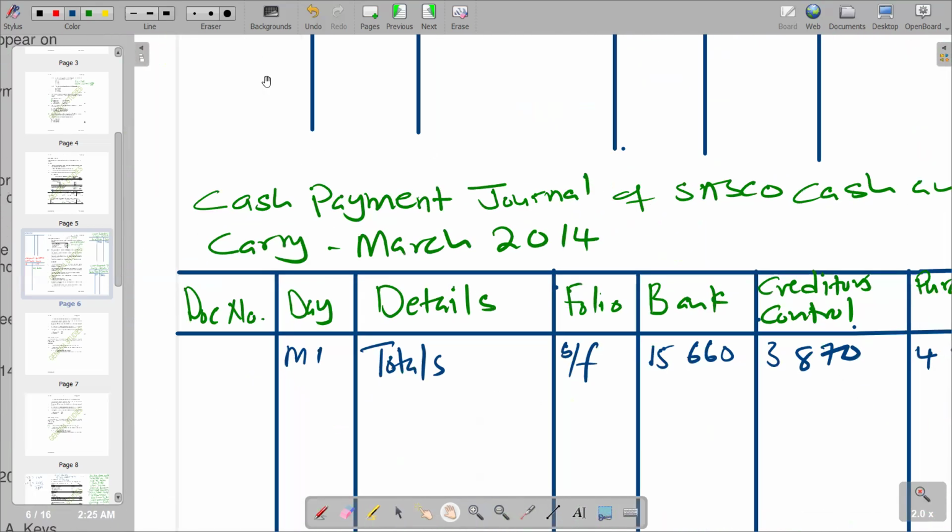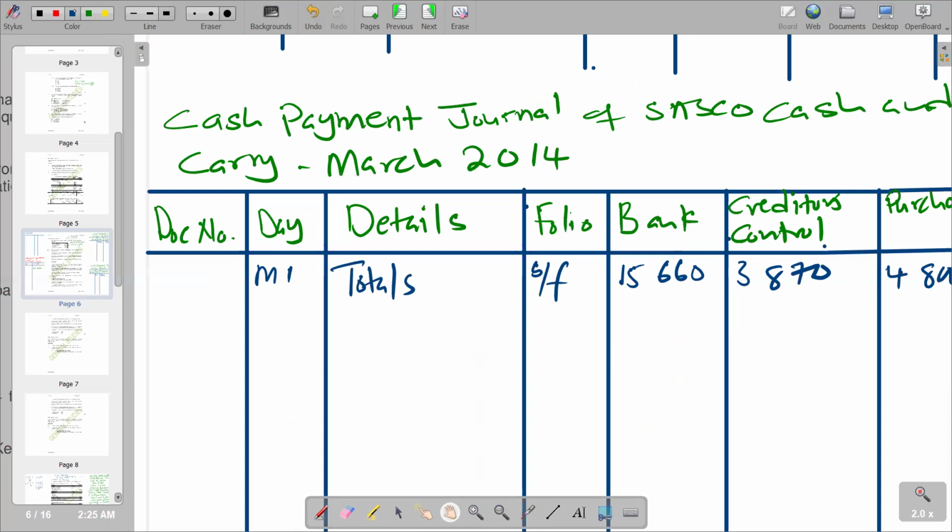We come here now, and for the details, we are saying New Africa Bank. And then the amount that we are using is 13,960. And then the document number is going to be on PS.